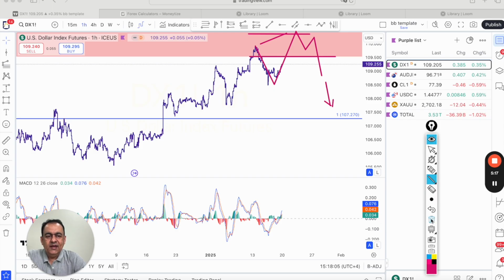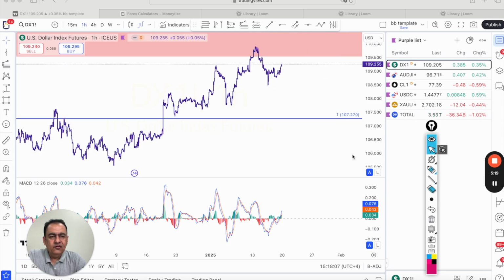So it is very close to the resistance area. In the short run, I'm expecting correction in the dollar index. In the longer run, I'm expecting dollar to remain strong and it should reach 114.